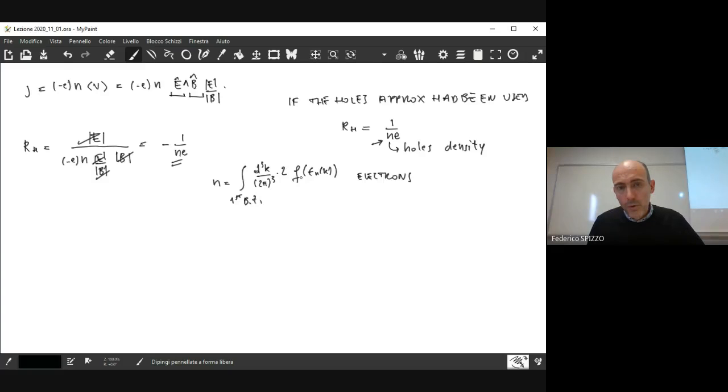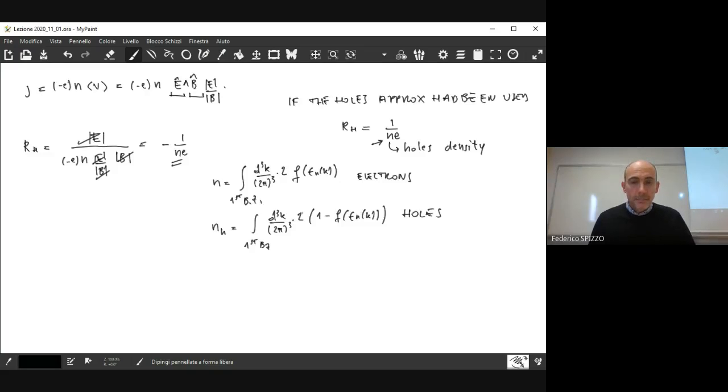In the case you consider holes, you may do an integral that is similar to that, but in this case, if f tells you the average probability to have that level occupied, 1 minus f gives you the average probability to have that level unoccupied. So in the case of holes, you just consider unoccupied levels. In the case of electrons, you consider only occupied levels.